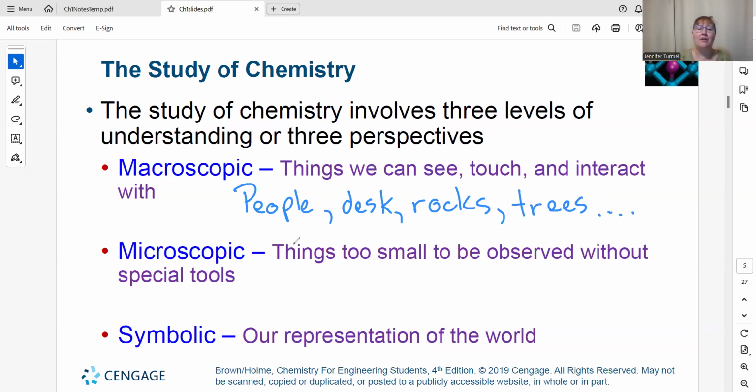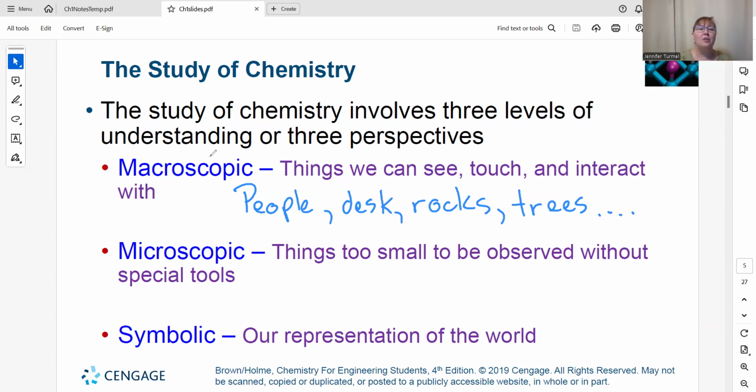And now we have microscopic. Microscopic is basically just talking about things that are too small to be observed without special tools. And that will be things that you might need a microscope to see. You might need an electron microscope also to see things that maybe you can only observe through measurements. And then symbolic is basically a representation of the world.